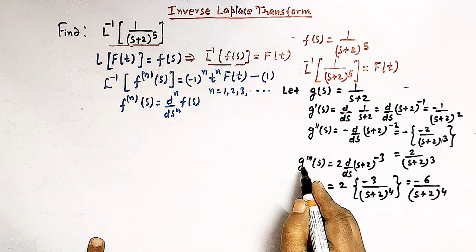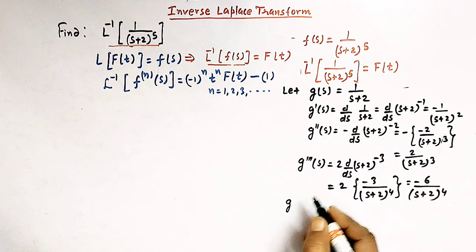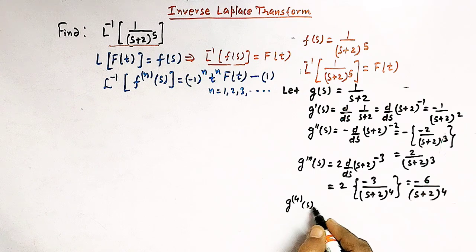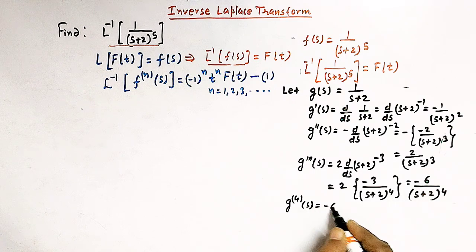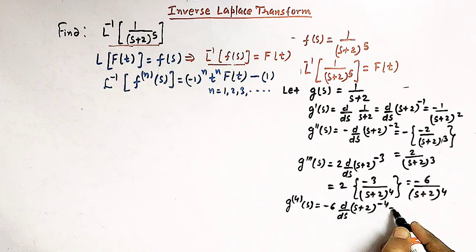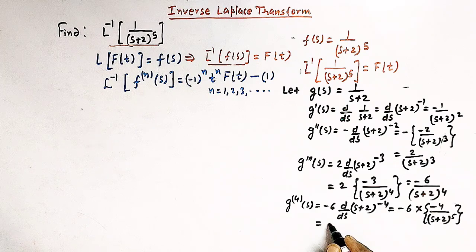Now let us take the fourth derivative of g(s). The fourth derivative of g(s) may be denoted by g^(4)(s), and here we have minus 6 d/ds of (s plus 2)^(-4). So this is minus 6 times minus 4 over (s plus 2)^5, and minus times minus is positive, and here we have 24 over (s plus 2)^5.